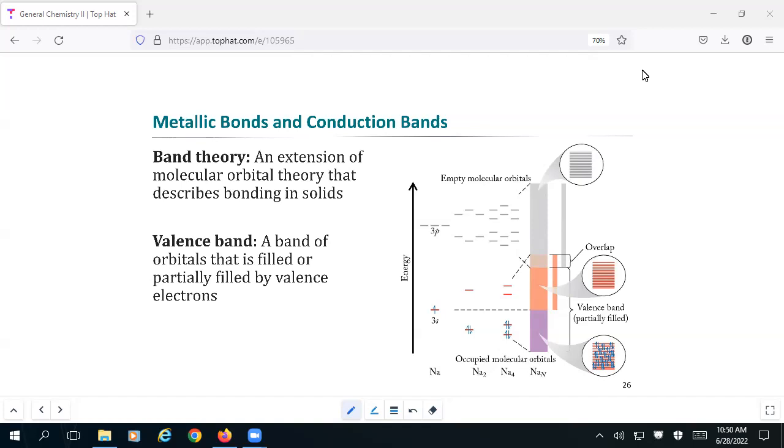So we're going to start with a concept known as band theory. Now, band theory comes as an offshoot derivative of something else called molecular orbital theory. Molecular orbital theory is a more correct way of describing how atoms change themselves to form molecules.